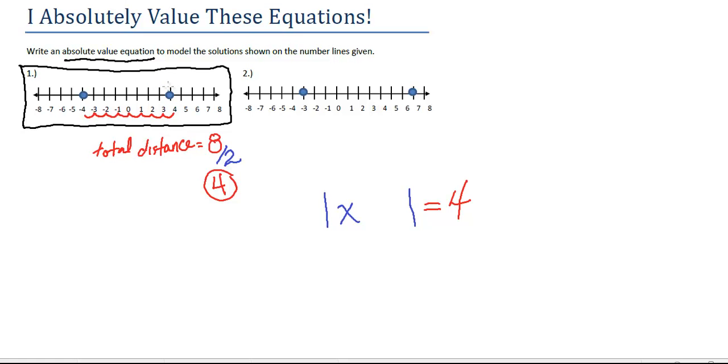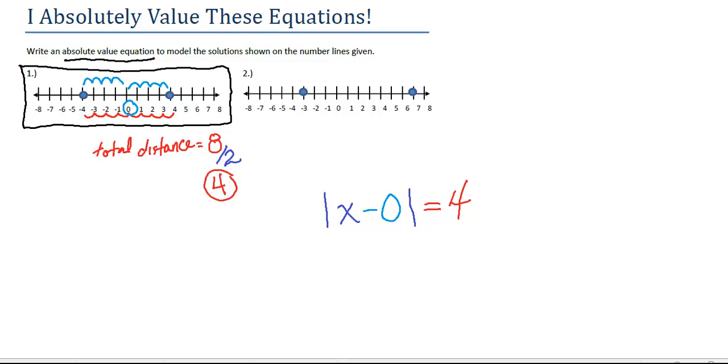If I choose this one here, I'm going to go backwards 4: 1, 2, 3, 4, and I've got 0. I could do the same thing on this side, going forward 1, 2, 3, 4. Either way, I'm still landing at the same point. So now I want to have the x minus the starting point, minus 0, and now there's the equation.